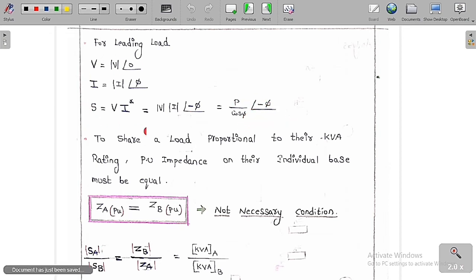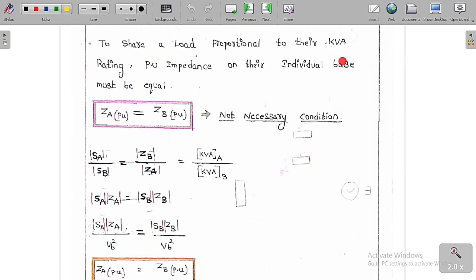So this is the complex power of a leading load, which is P by cos phi at an angle of minus phi. This is its representation in terms of the complex power. So you have to use these things to simplify the questions.